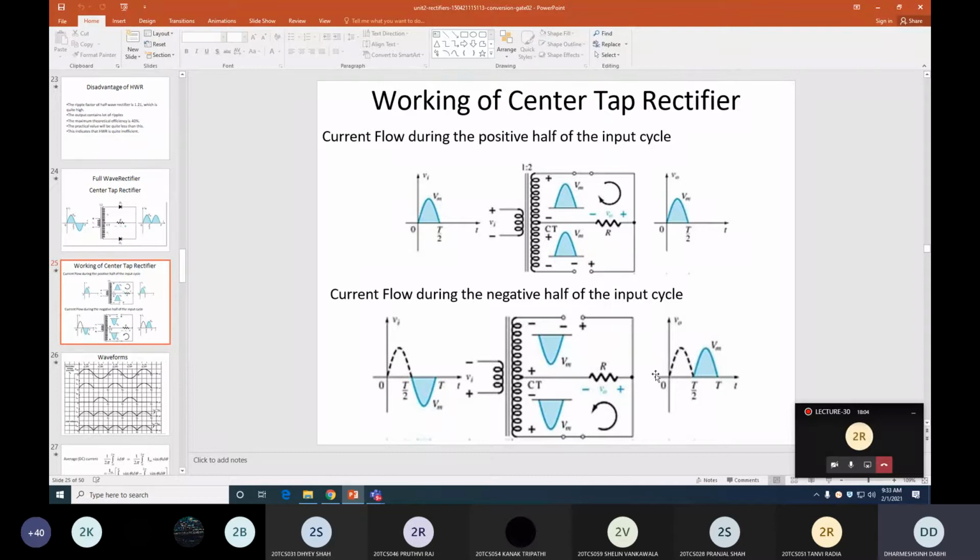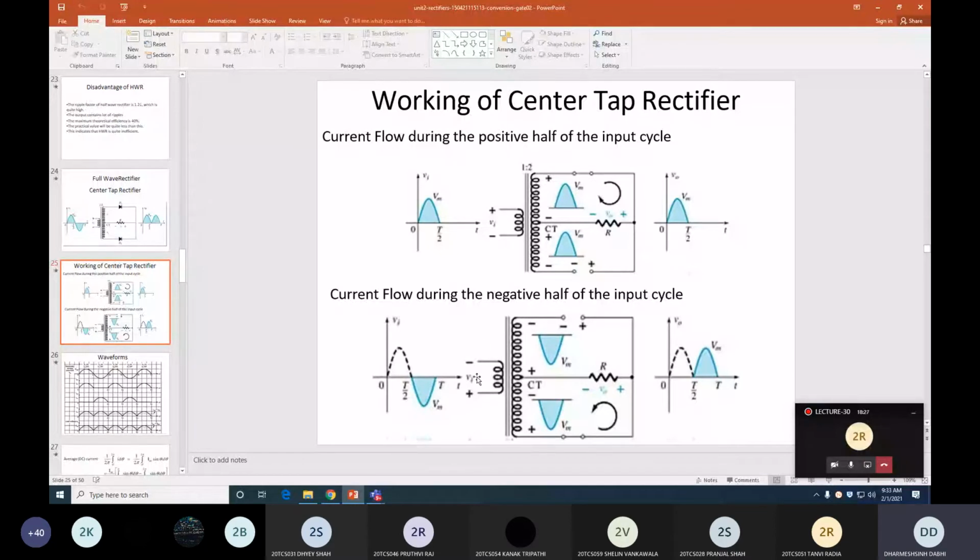Clear? So because of that, you can see that your full cycle is rectified at the output side because of conduction of D1 in the first half cycle, the positive cycle, and D2 during the negative half cycle. So that's why you get the rectification of both the half pulses of your supply. That's why it is called a full wave rectifier circuit.